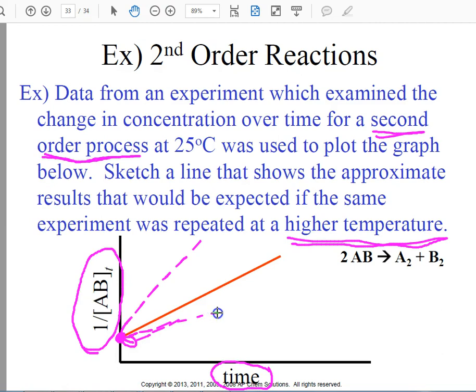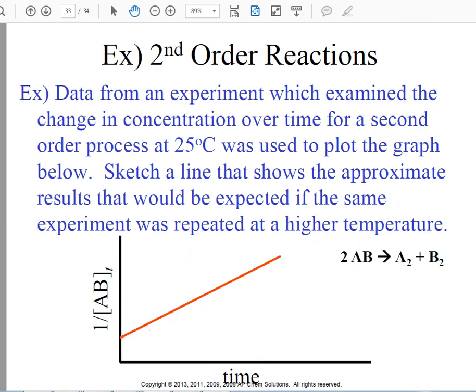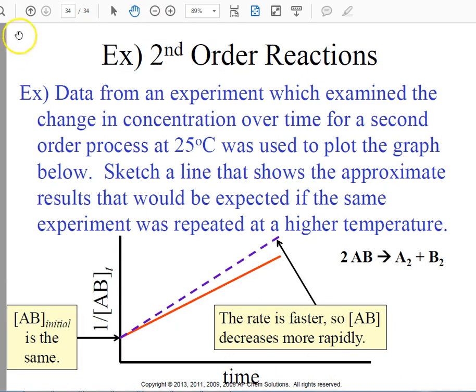What if they said a catalyst was used? What would that do? Make it go faster, right? So the slope would be more positive. All right, let's see how they sketch that. Probably better sketch than me. So it's going to go up faster. Same initial, but going up faster because AB is going to decrease more rapidly. So if this number on the bottom is getting smaller, the inverse is actually getting larger, and it's going to do so more quickly at a higher temperature.